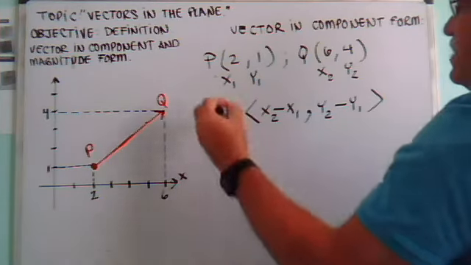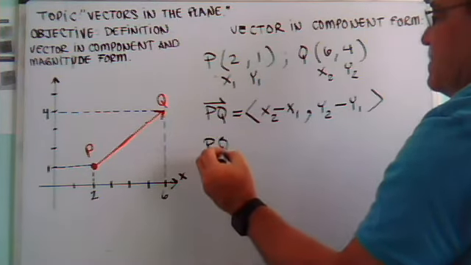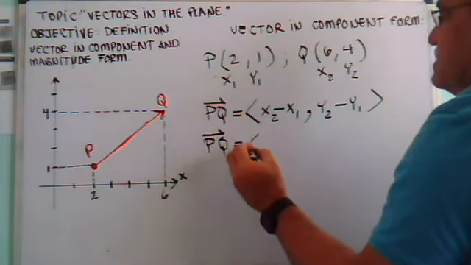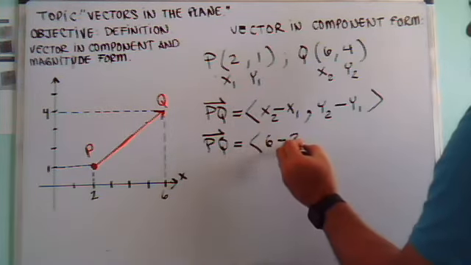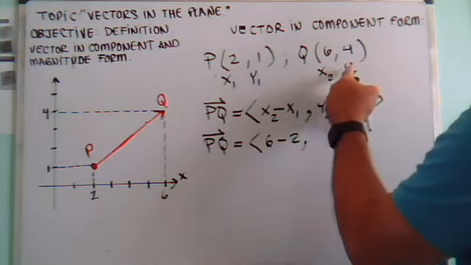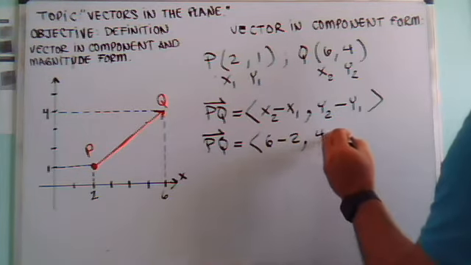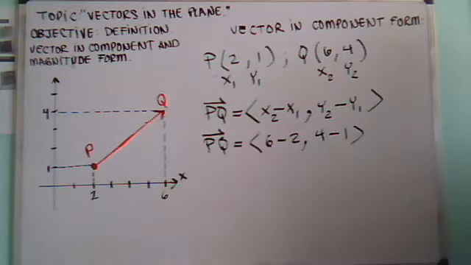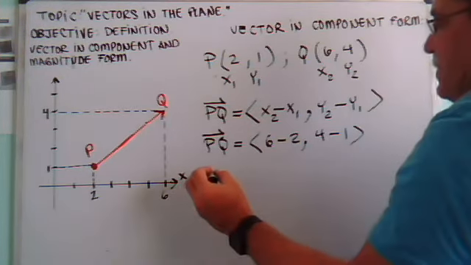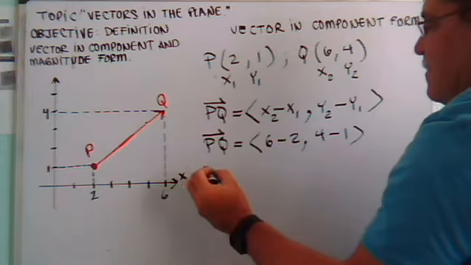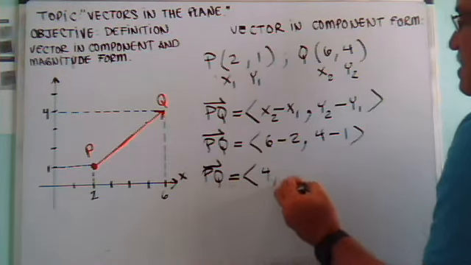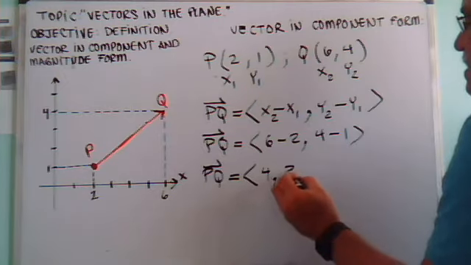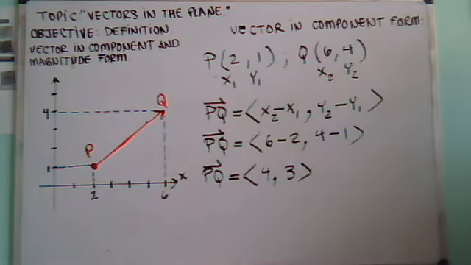So the vector PQ in component form equals 6 minus 2, comma, 4 minus 1. Now vector PQ equals <4, 3>. And that is the component form of the vector PQ.